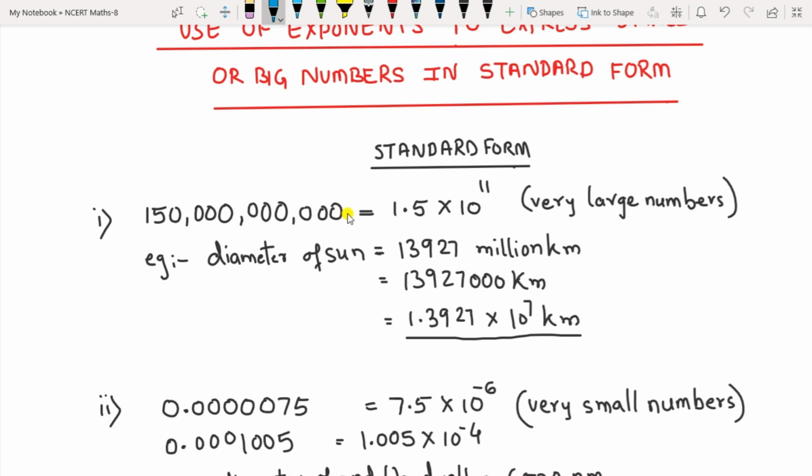So see here, the decimal is not shown, so it is at the last. So count these zeros. You are going back 3, 4, 5, 6, 7, 8, 9, 10, 11. After 11 places, you have to put the decimal point. So it becomes 1.5 into 10 raised to 11. Okay. So this is a very large number to remember, so you have to write it in the short form, which becomes easy to remember and also to write.